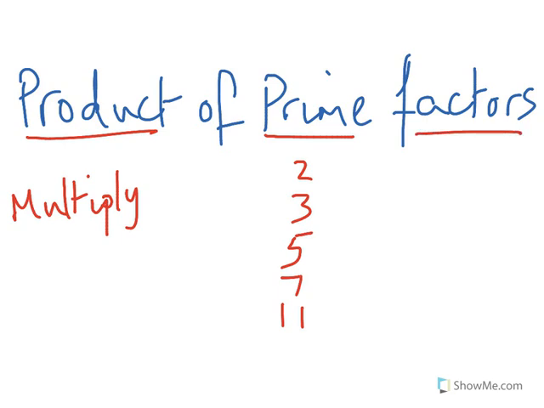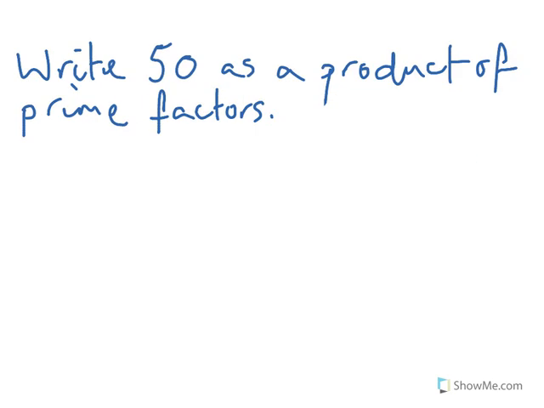And what are factors? They are numbers that go exactly into another number. For example, 5 goes exactly into 45. So 5 is a factor of 45. So this is the sort of thing that you might be asked to do in a CE paper. Write 50 as a product of prime factors.